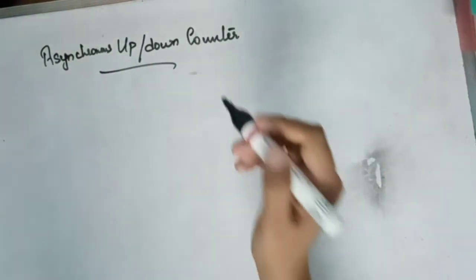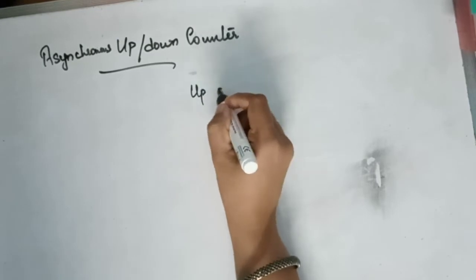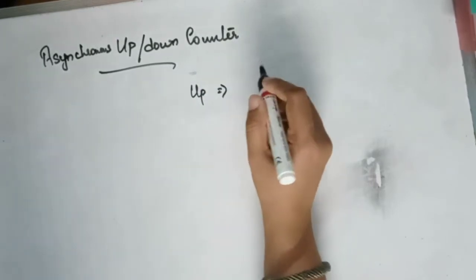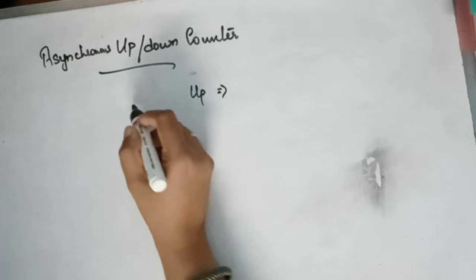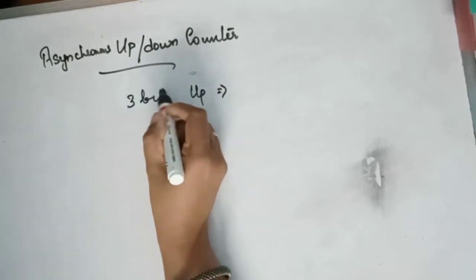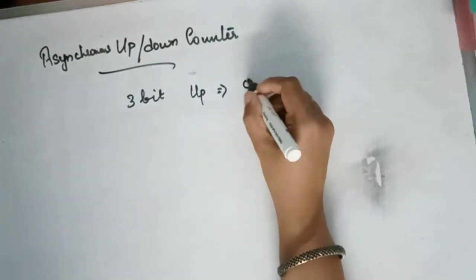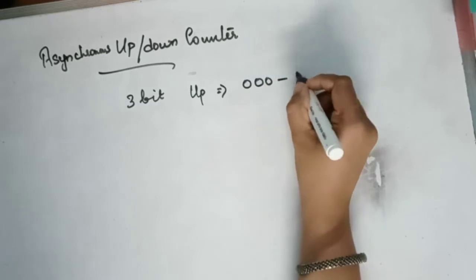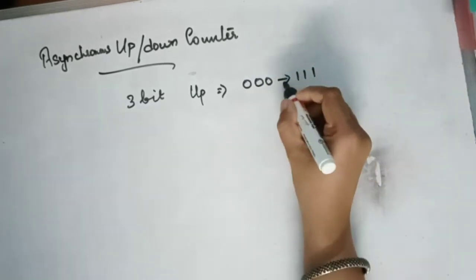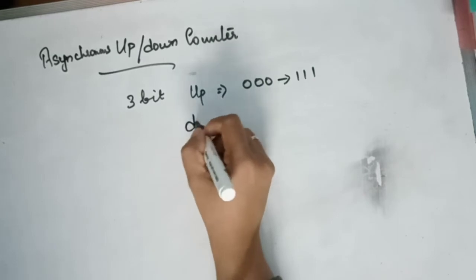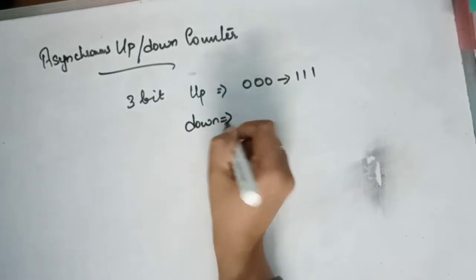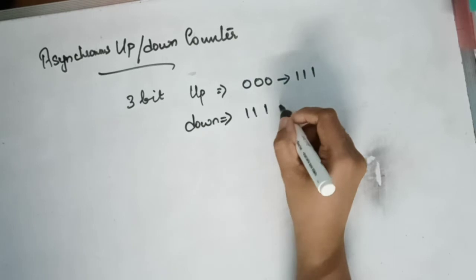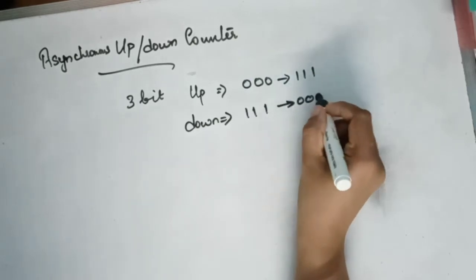Next is asynchronous up-down counter. So, what do you mean by an up-down counter? You know what an up counter is? Up counter will count up. That is, if it's a 3-bit up counter, then it will count from 000 to 111. If it's a 3-bit down counter, it will count from 111 to 000.